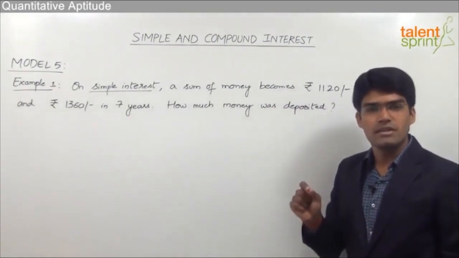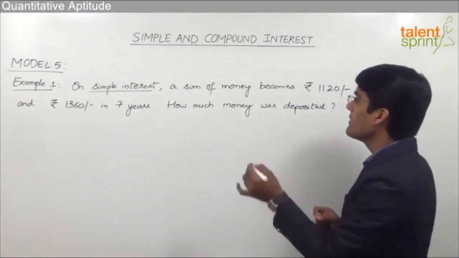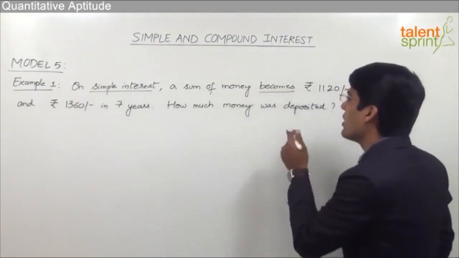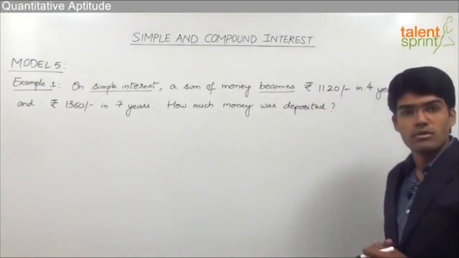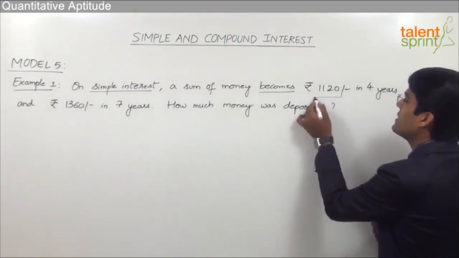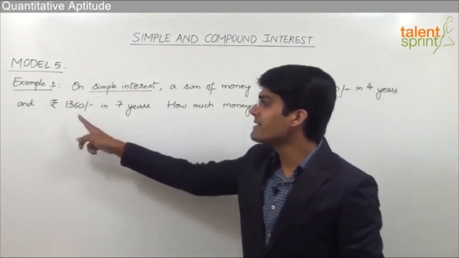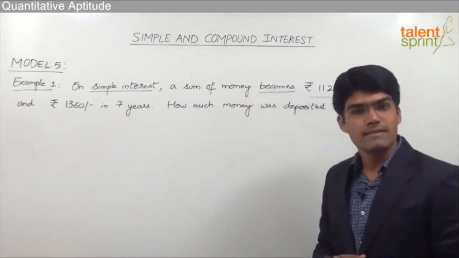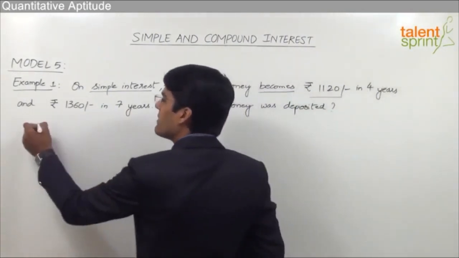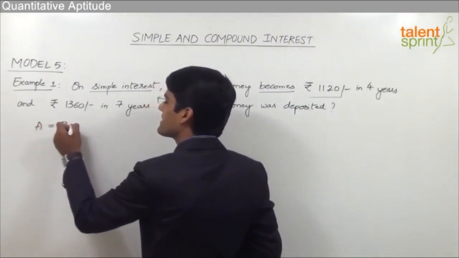As I have already mentioned in one of the previous questions, whenever the term becomes is used, we always refer to the total amount. So very clearly, this 1120 is the total amount in 4 years and 1360 is the total amount in 7 years. We know that the total amount is nothing but principal plus simple interest.